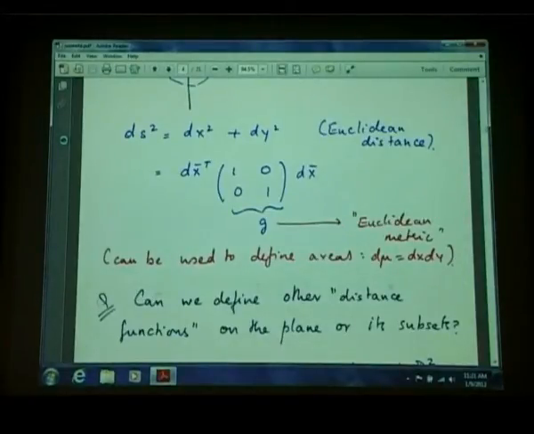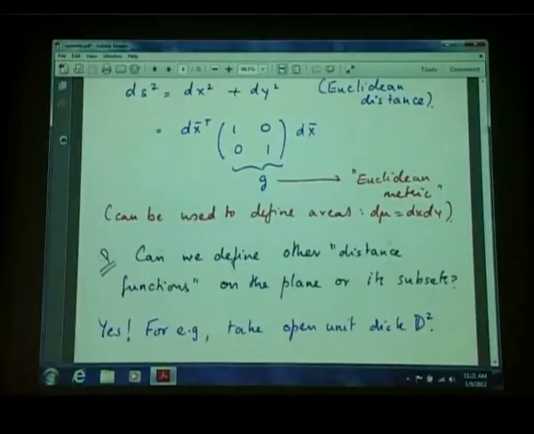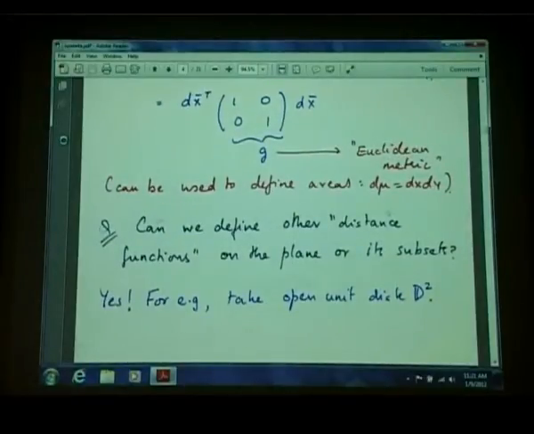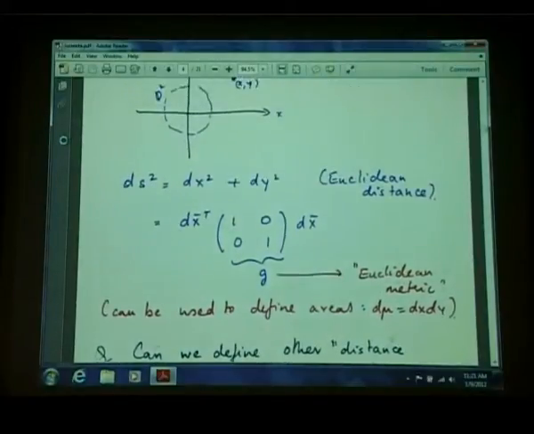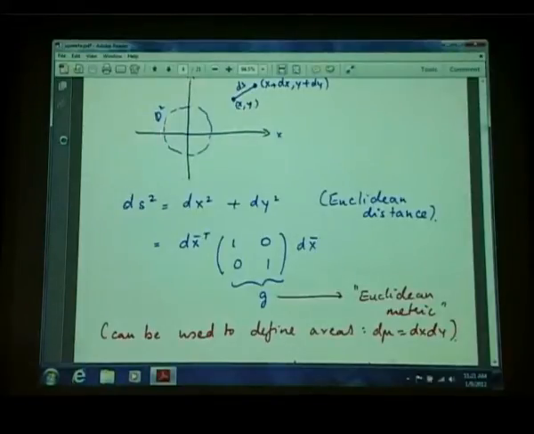I can use this notion of distance to define areas, for example. One natural question you can ask is, can you define other distance functions on the plane or on subsets of the plane? The answer is yes. For example, let me take the open unit disk that I have drawn here on the plane. Of course, I know that I can put the Euclidean distance function on it, but I'm going to give you a picture of another distance function that I can put on this open disk.